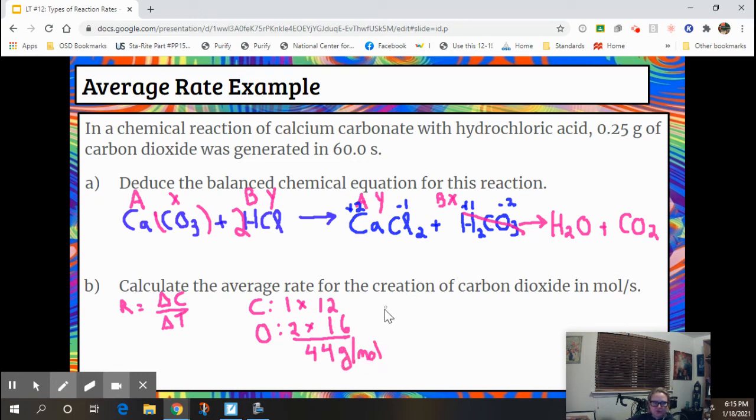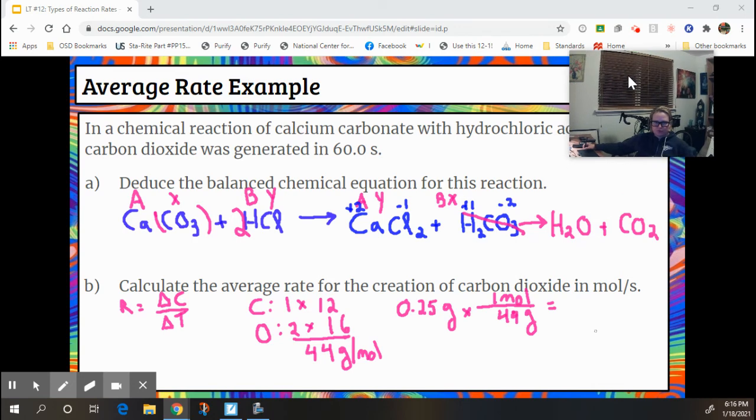And so then I'm going to get my grams of carbon dioxide, 0.25 grams, and I'm going to have 1 mole divided by 44 grams. And when I put that into my calculator, I get 0.0057 moles.